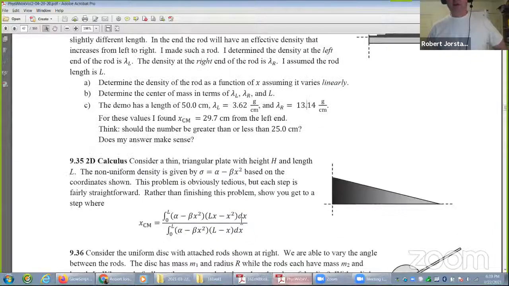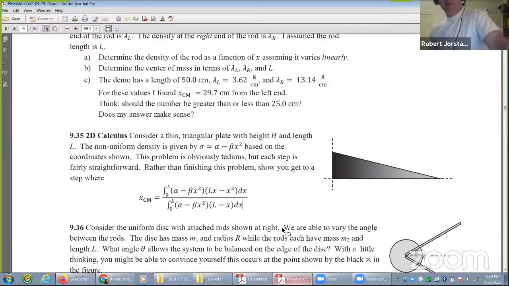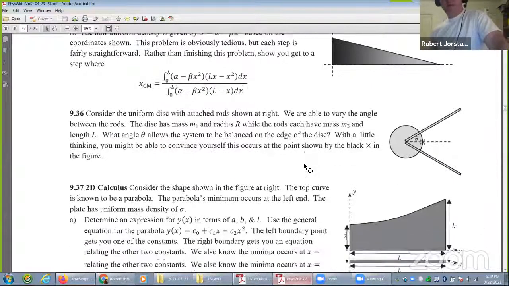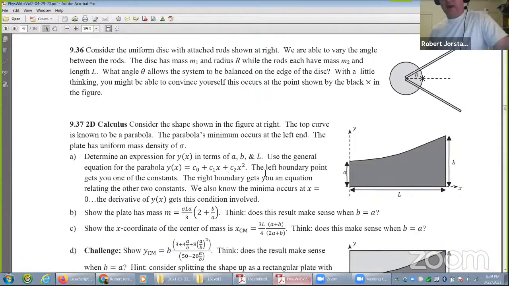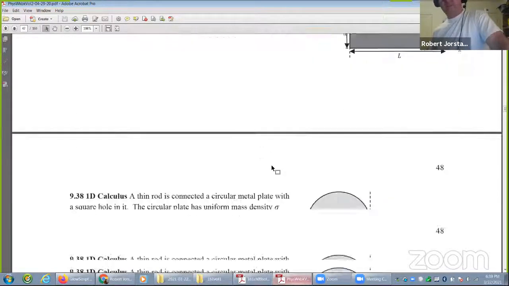If we go into here, here's an ugly one, but I say, just set it up. Don't finish it. Just see if you can get it to that point. This is a cool one. Here's one where you have a parabola instead of a line or a circle or that weird thing that we just did, the non-uniform density. So there's one for that.